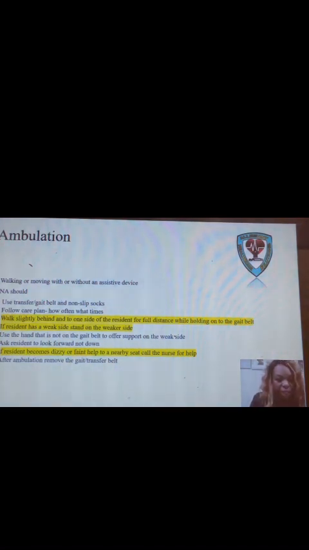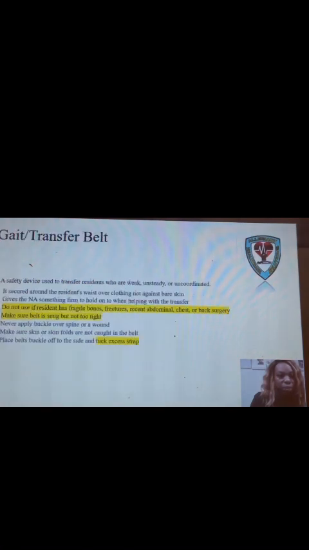After you're done ambulating the resident, it's okay to go ahead and remove the gait belt. What is a gait belt? It's a safety device that's used to transfer residents who are weak, unsteady, or uncoordinated. If secured around the resident's waist, you want to make sure that you place it over the clothing and not against the bare skin. That transfer belt is going to give you, as a nursing assistant, something firm to hold on to when you're helping the resident to transfer.